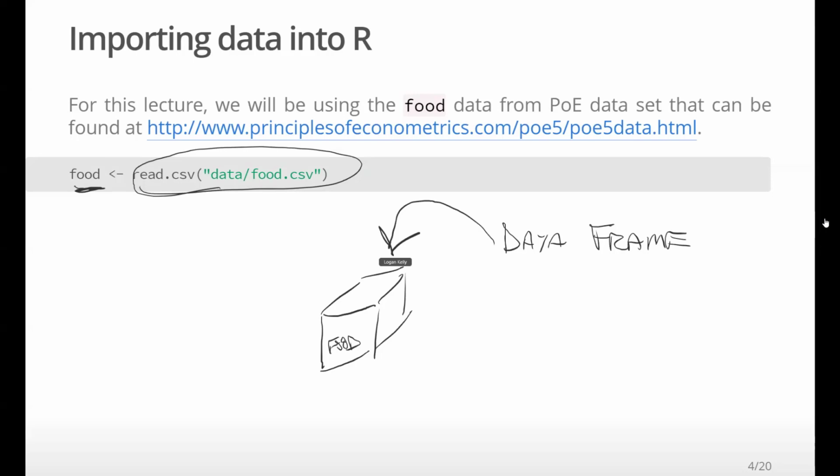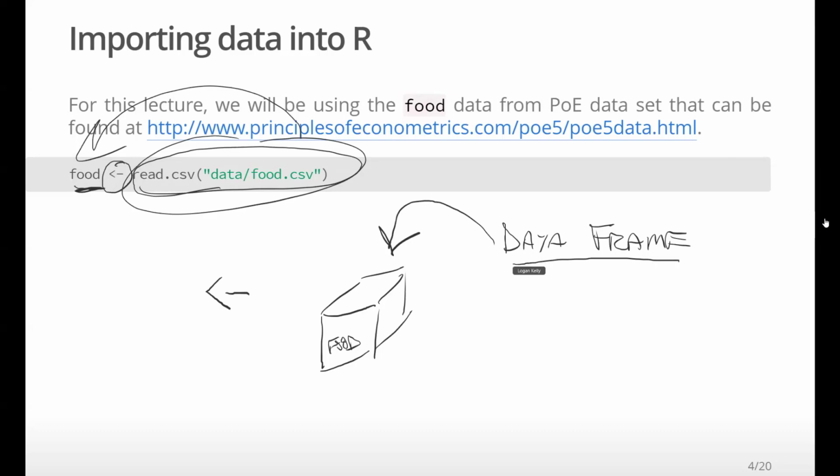Notice I use an arrow. In R, the assignment operator is this arrow-looking thing. That's just the angle bracket, or the less than sign, and a dash. You can think of that as just an arrow. It's saying put the stuff here on the right and stick it into the thing that's on the left. And the thing on the left is just a box. That box can hold stuff. In this case, it's going to hold what's called a data frame.